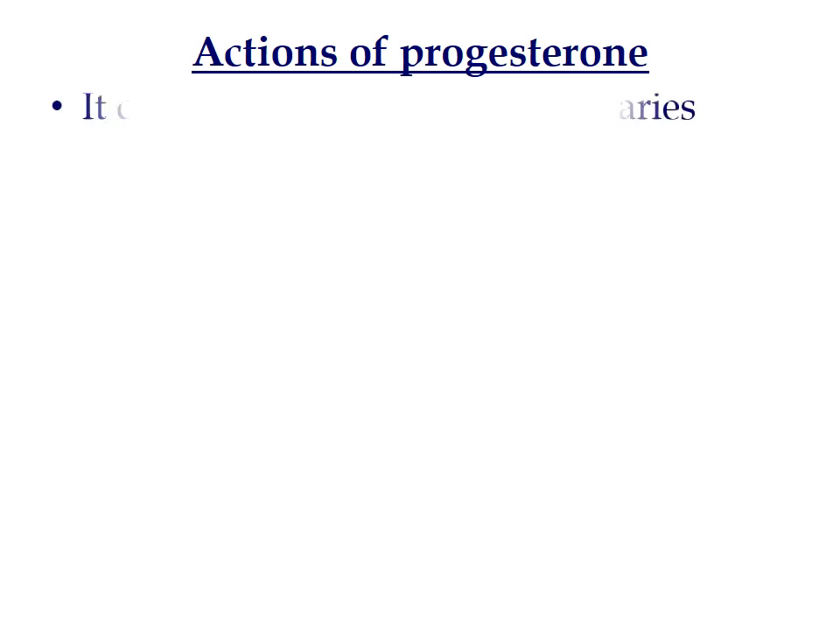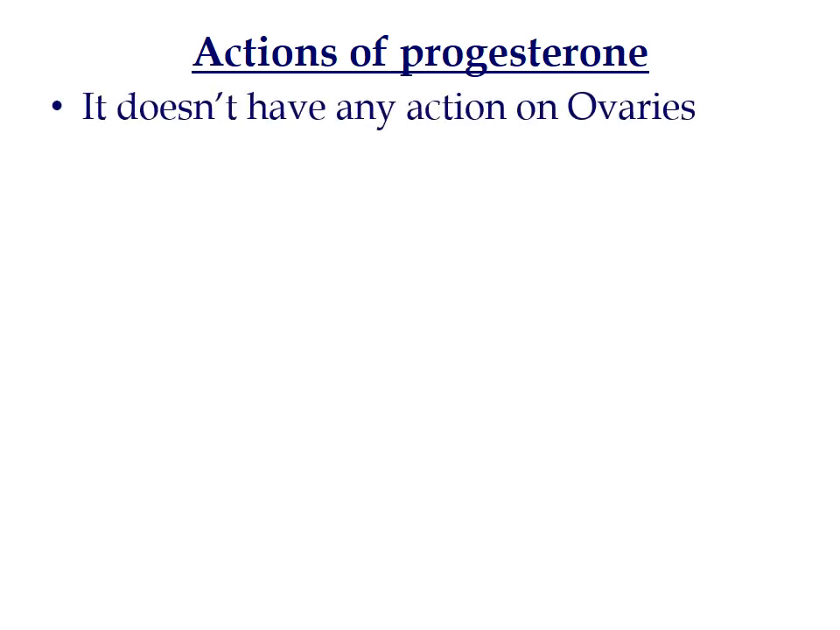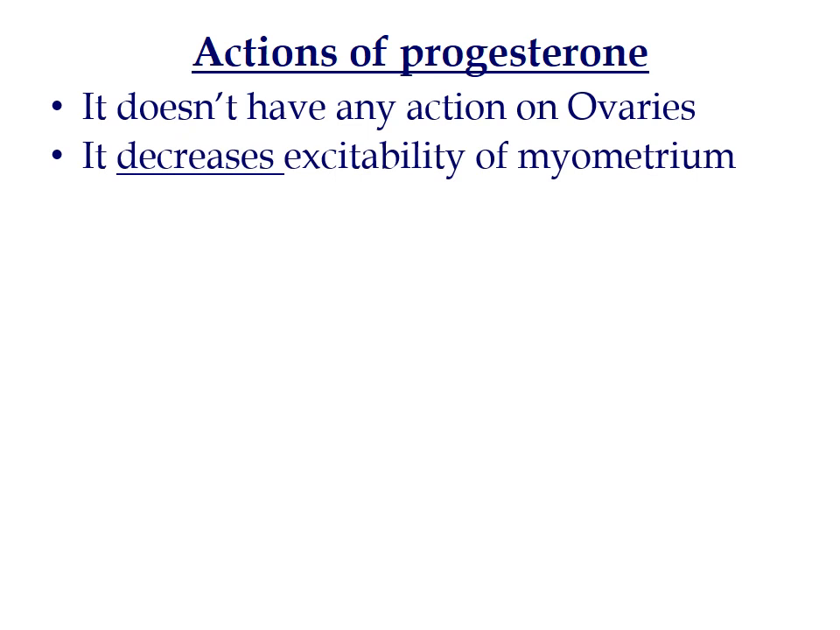Actions of progesterone. It does not have any action on the ovaries. This is a very important point. It does not act on the ovaries; it will have action only on the uterus. It decreases the excitability of the myometrium. When I discussed the action of estrogen on the myometrium, it increases the excitability. But here, this is a very important point to remember, progesterone decreases the excitability of the myometrium.